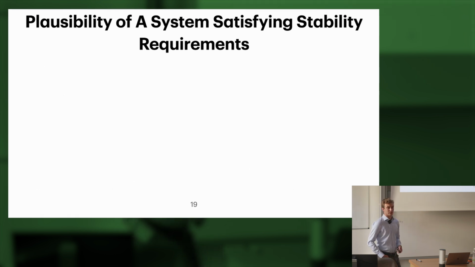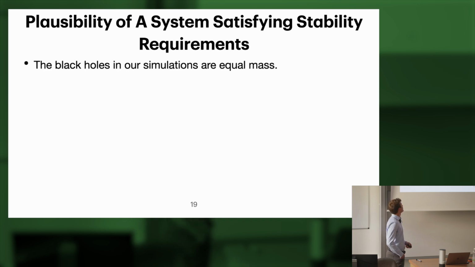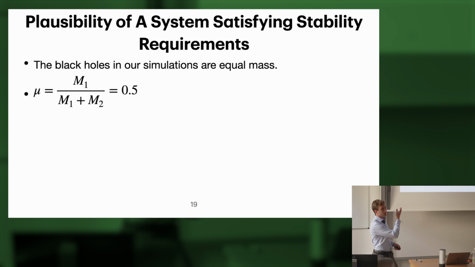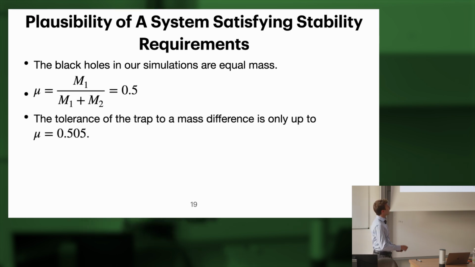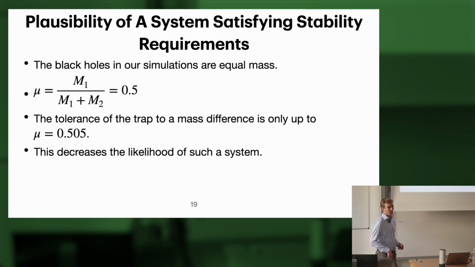But I, of course, told you the good news first. Unfortunately, there is some bad news. The black holes in our system were of equal mass. In the astronomy notation of the papers we have read, this is denoted by the parameter mu, the ratio of one black hole's mass to the total mass of the two black holes. Equal mass ends up being mu equals 0.5. Unfortunately, the tolerance of this trap is only up to mu equals 0.505, which means the black holes have to be within 1% of each other's mass. Obviously, this decreases the likelihood of such a system, so this is bad.